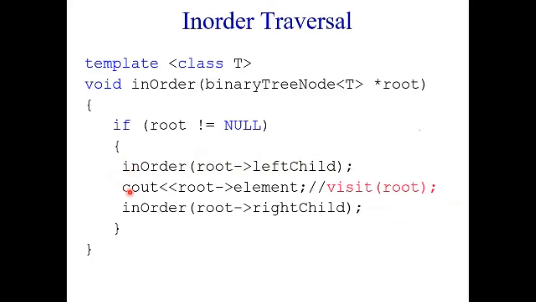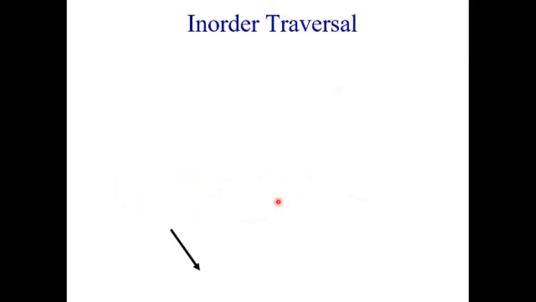You have to visit the node. Visit the node means display the content of the node, that is, cout of root of element. After visiting the node, nothing but displaying the content of the node, you have to visit the right subtree. Visiting the right subtree is again a recursion by passing the right child address. We're calling the same recursive function. This is how the code is. We'll see in the next slide in detail.